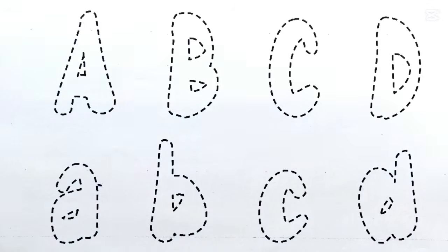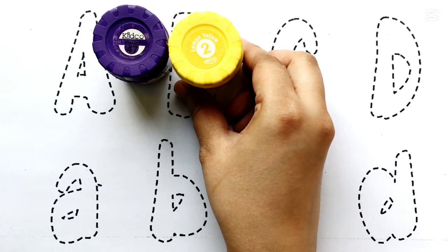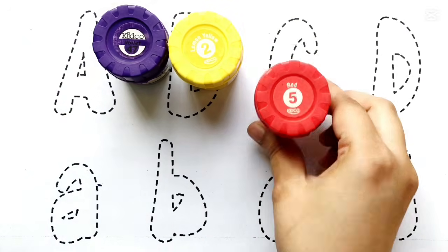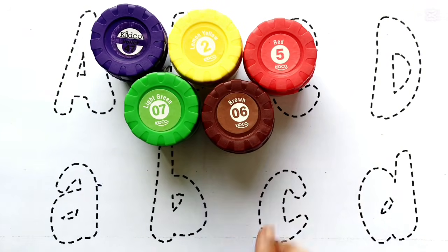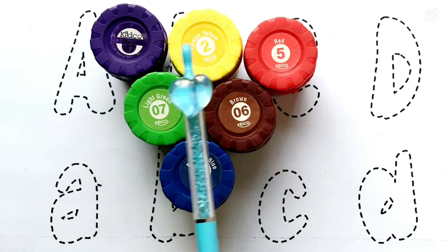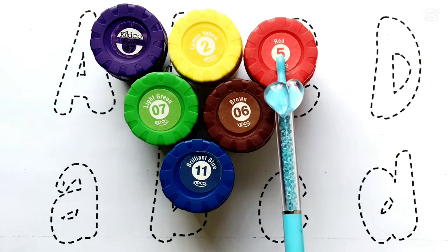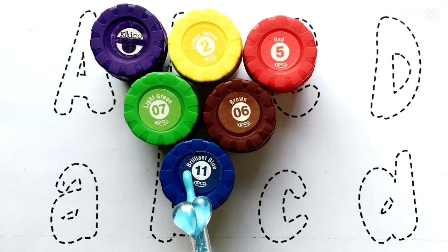Let's go. Purple color, yellow color. This is a red color, light green color, brown color, and blue color. Purple, yellow, red, light green, brown, and blue color.